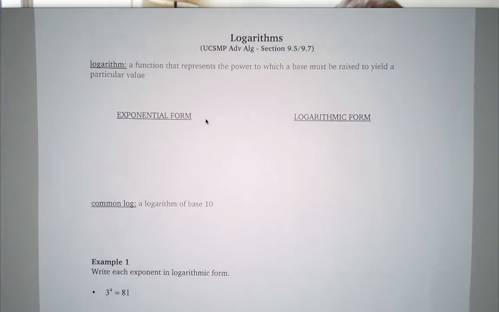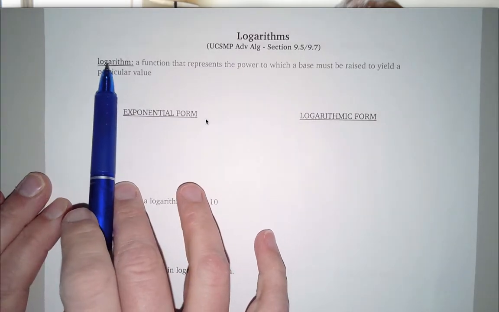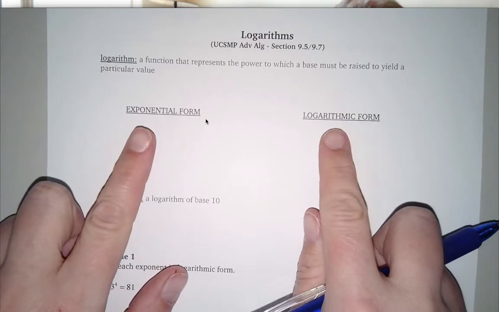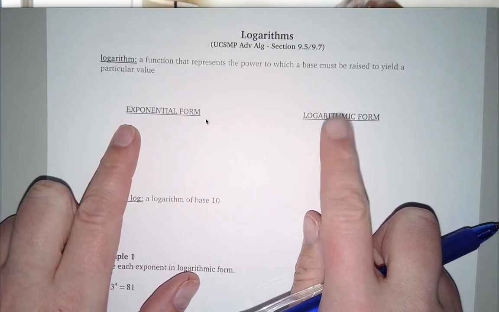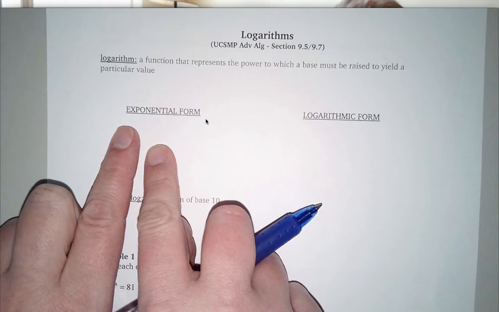So a logarithm, we usually abbreviate just by using the word log, okay? And what logs are all about is inverting an exponential function, okay? Their main purpose is to serve as the inverse of an exponential function. So we're going to be going back and forth between what's called logarithmic form and exponential form quite a bit because a logarithm is really just a rearranged version of an exponential equation, okay?